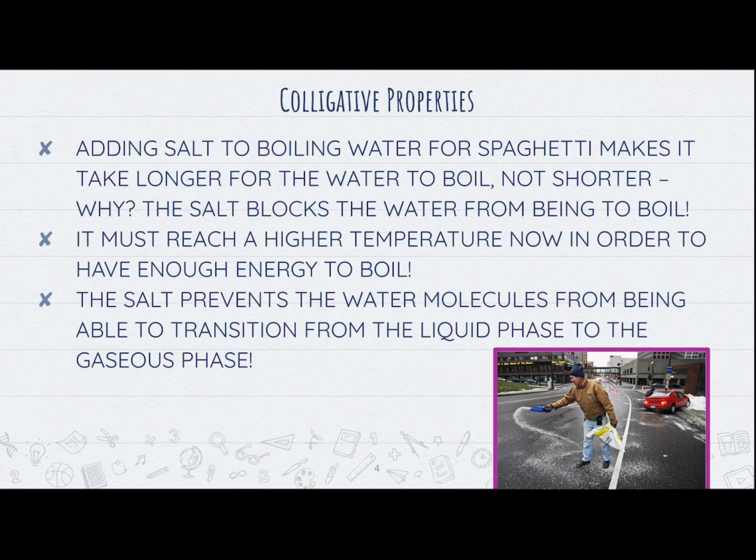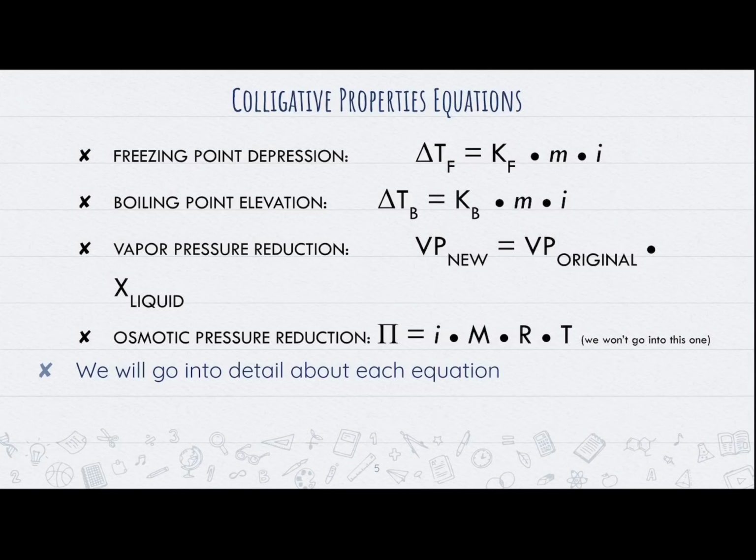Adding salt to boiling water for spaghetti makes it take longer for the water to boil, not shorter. I know a lot of people think adding salt to your water makes it boil faster, but it actually just makes it boil at a higher temperature. The salt prevents the water molecules from being able to transition from the liquid to the gas phase as quickly.